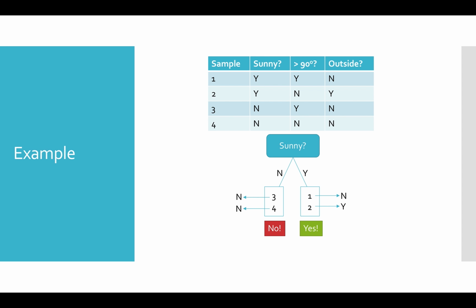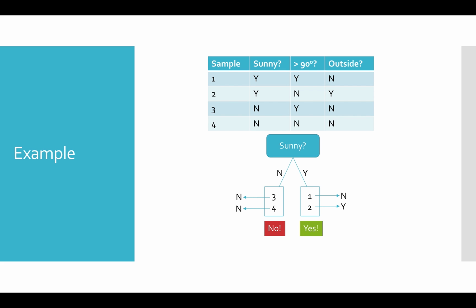Let's look at our tree that we built when we were dealing with this set of data, trying to decide if we wanted to go outside. With our question Sunny, we have samples 3 and 4 on the left-hand side and samples 1 and 2 on the right-hand side. And remember, we said no on the left and yes on the right. Let's think about what's happening here in terms of entropy and information gain.